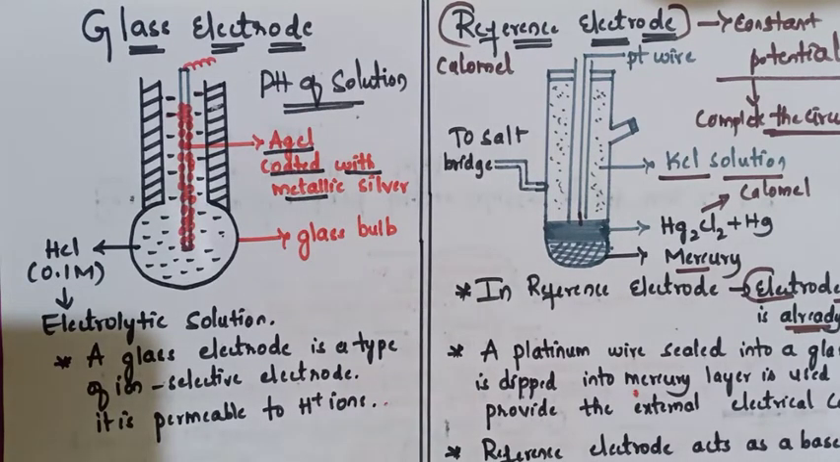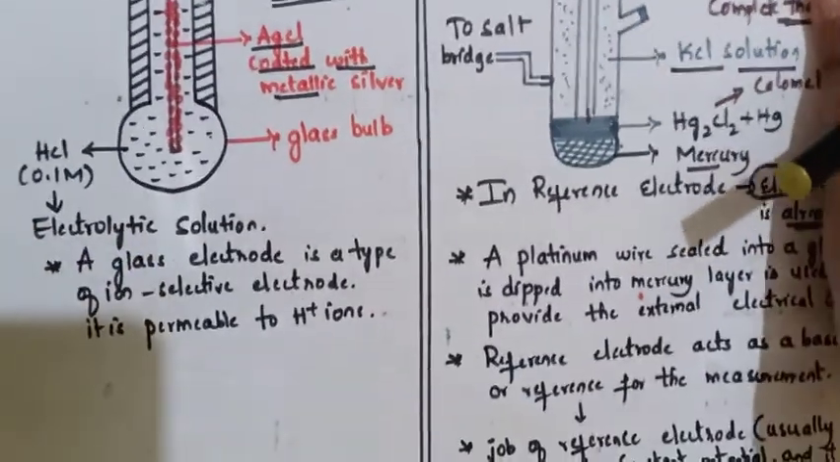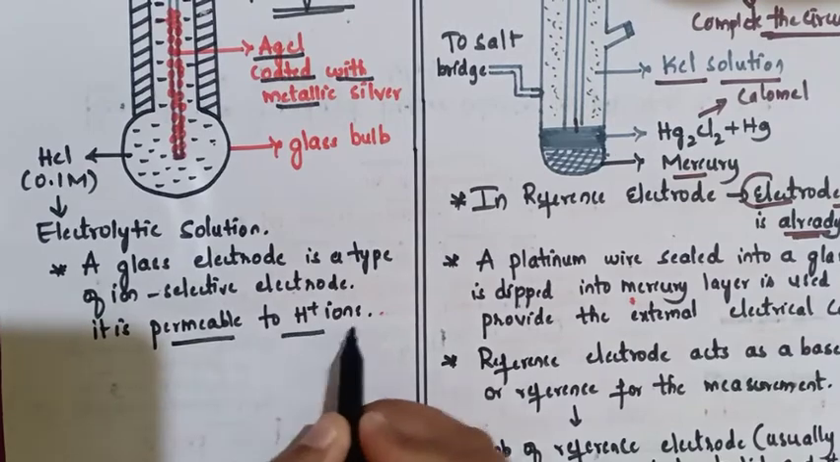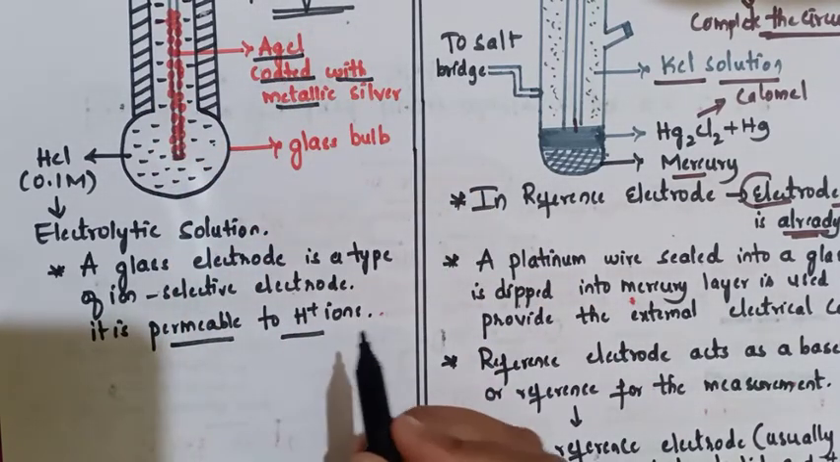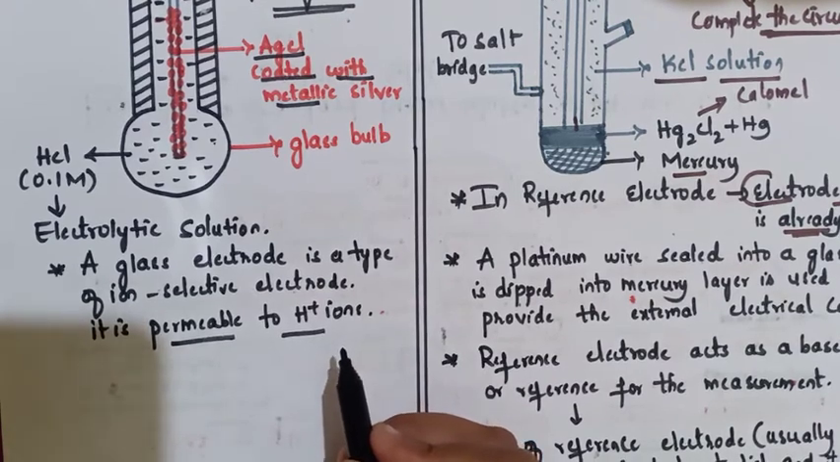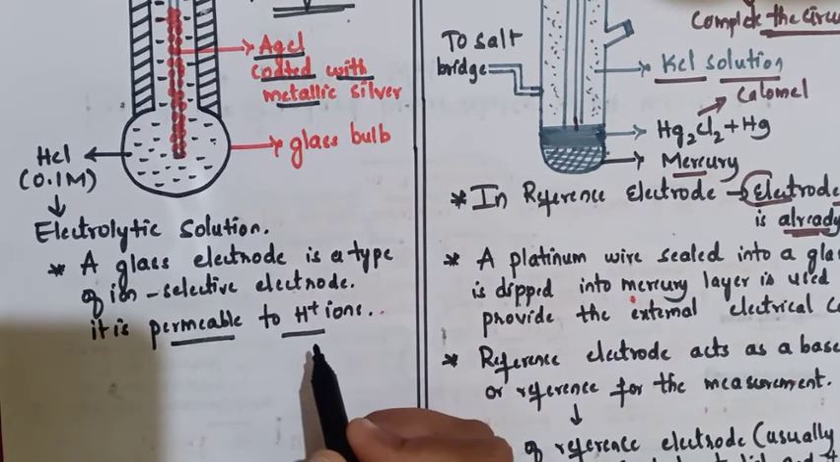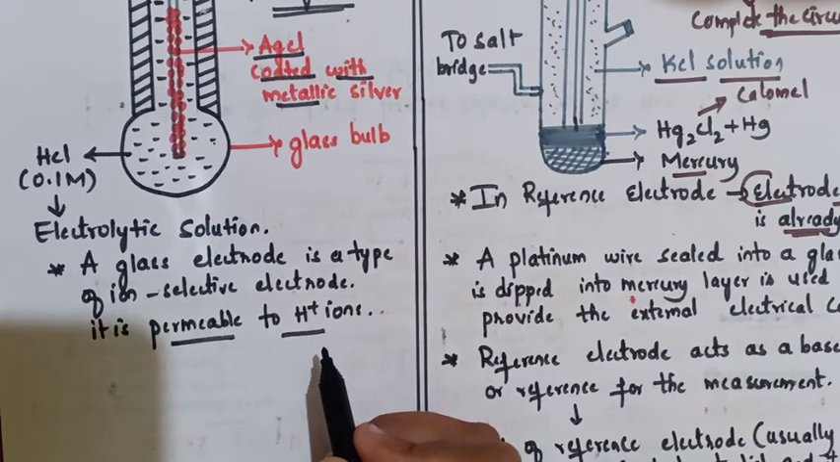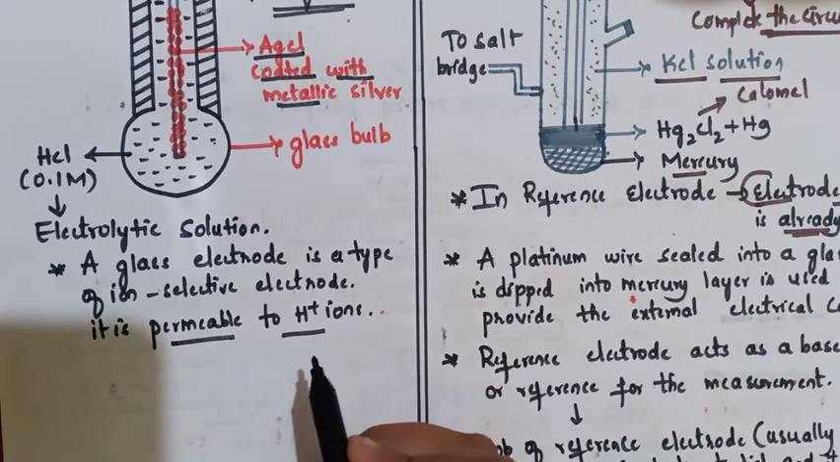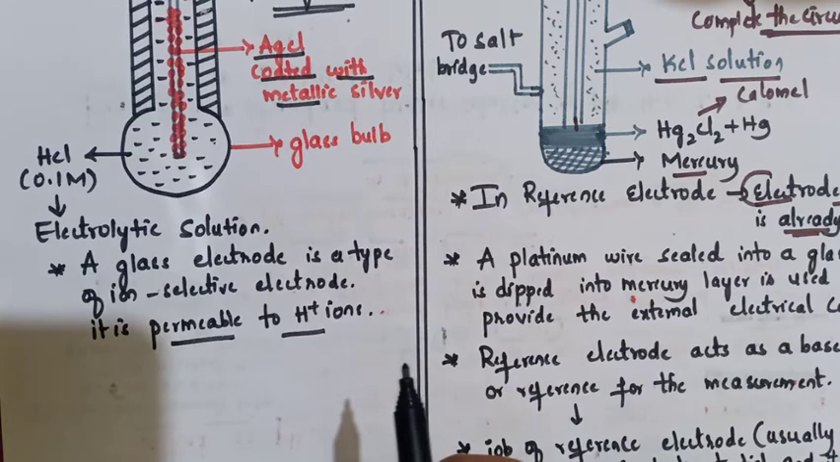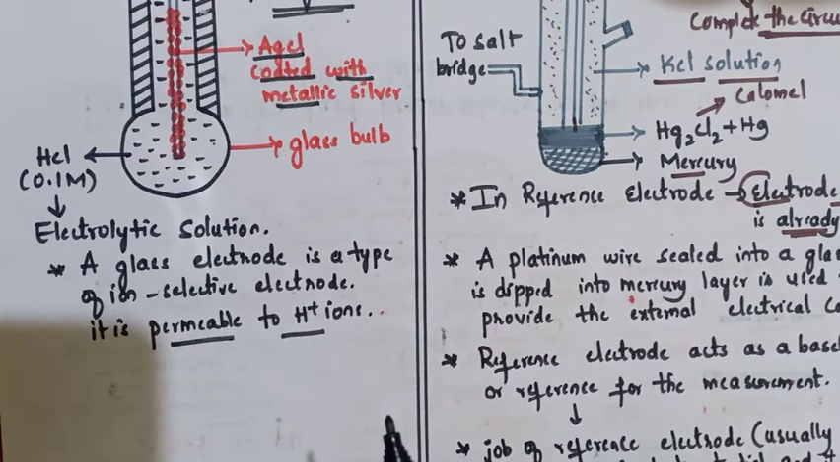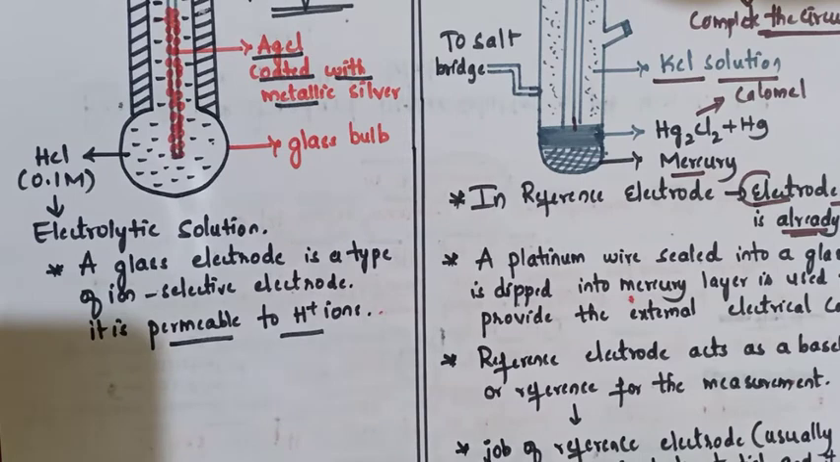This glass electrode is a type of ion selective electrode. That means it is permeable to H+ ions. This glass electrode is permeable to H+ ions. So this permeability to H+ ions indicates that this glass electrode is used in the measuring of pH of a solution. This is about the glass electrode.